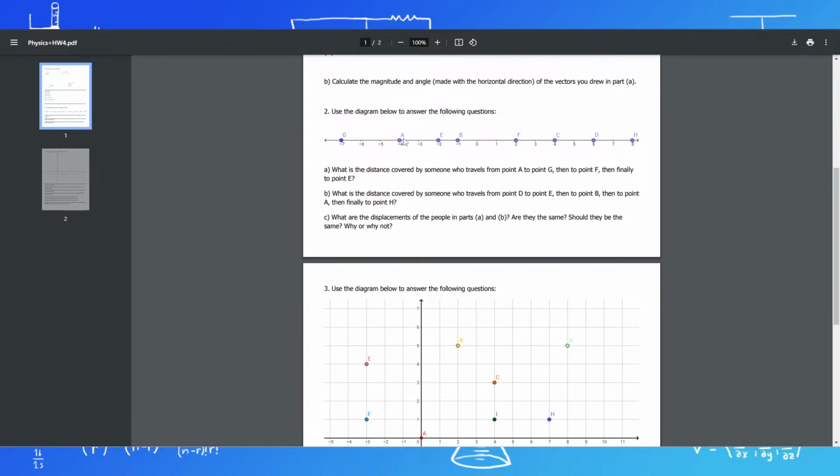Some people might have a misunderstanding about this because they think, well, person A went from point A to point E, person B went from point D to point H. So even though they both ultimately ended up 2 steps to the right of where they started, did they achieve the same displacement? Yes, they did. Remember what I said earlier about how vectors are not physically attached to some physical location in space.